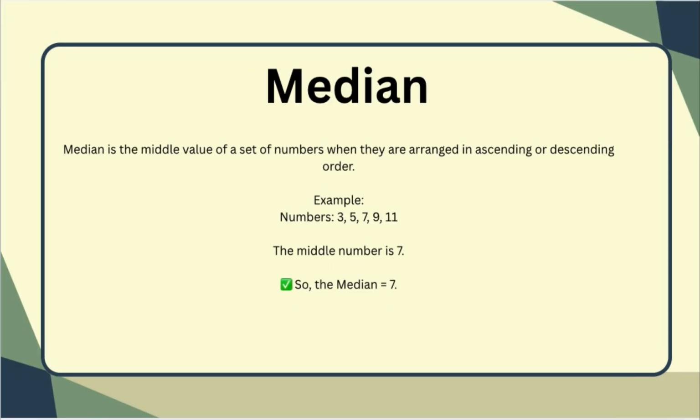Next is median. Median is the middle value when the numbers are arranged in ascending or descending order. For example, consider the numbers 3, 5, 7, 9, and 11. The middle number is 7. So the median is 7 here. If the given number is even, we have to add the middle numbers and then divide by 2.